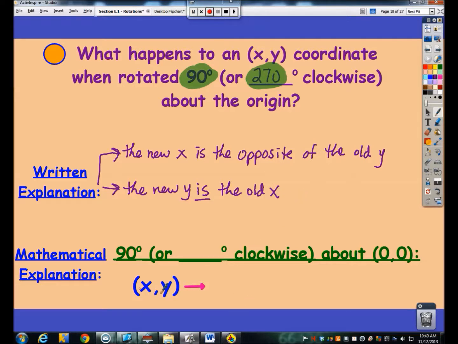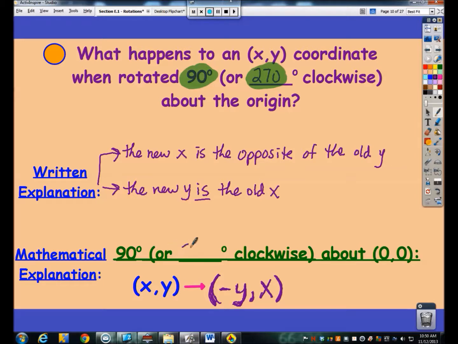So if we were to write out the transformational rule here, here's our original pre-image (x, y). Then we said our new x is the opposite of the old y, so it'd be negative y. And then our new y-coordinate right here is just the old x-coordinate. So we have that flip-flopping going on here. The x and y flip-flop, but really it's only the y's that switch sign, I should say. The x's just switch location, but not sign.